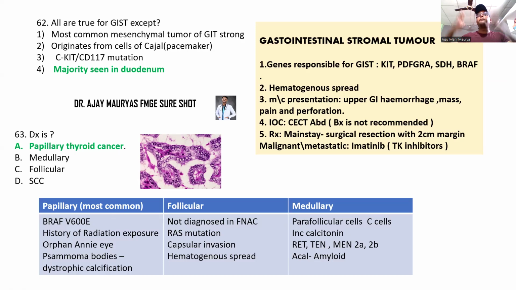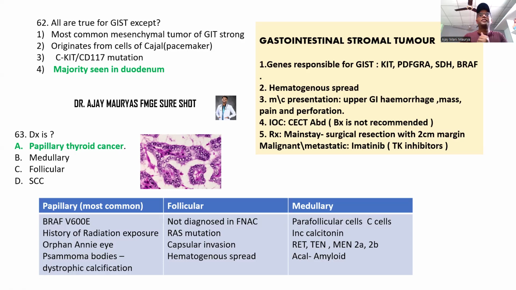See, papillary, popular. Popular means the most common type of thyroid cancer is the papillary thyroid cancer. In papillary thyroid cancer, we have the BRAF V600E mutation. There is a history of radiation exposure, Orphan Annie eye, and Psammoma bodies, which is a dystrophic calcification.